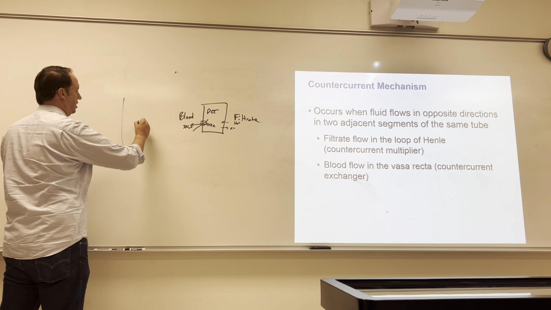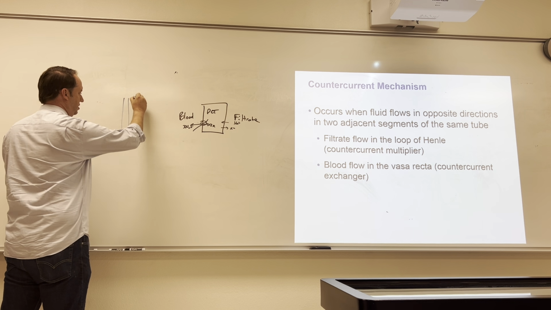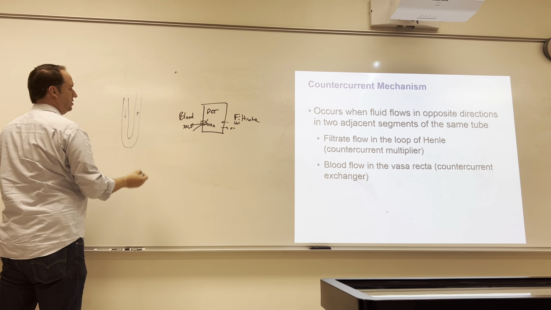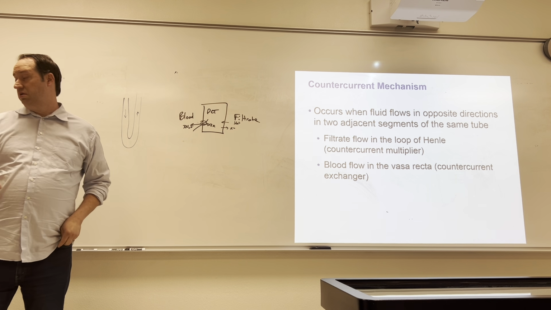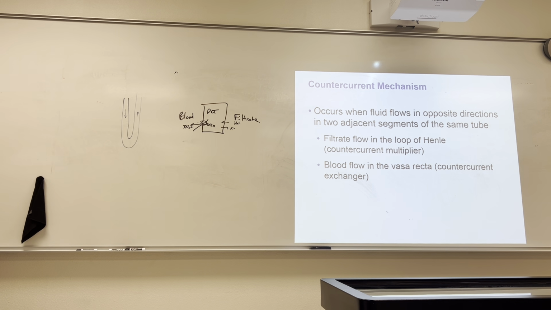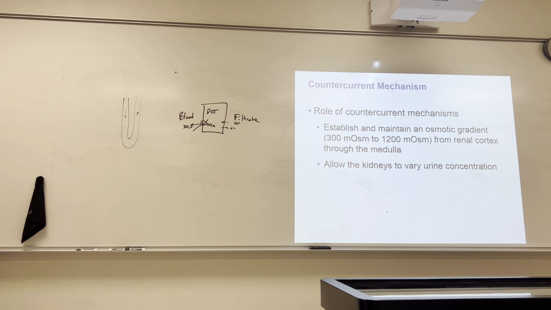So you've got this loop that goes down. Fluid is moving down on one side and up on the other side. This countercurrent mechanism is a self-perpetuating cycle, and we're reclaiming water and we're reclaiming ions. The reason we're reclaiming water is because we're reclaiming ions, and the reason we're reclaiming ions is because we're reclaiming water, and it's just this vicious cycle that never ends. The reason this happens is to establish that osmotic gradient so the kidneys can vary the concentration of the urine.